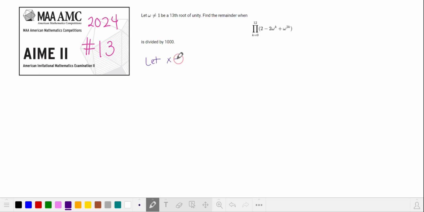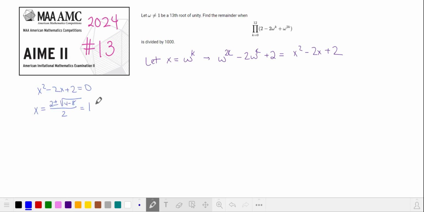Let's let x be equal to omega raised to the kth power. Then we can rewrite the expression as x squared minus 2x plus 2. Finding the roots of this quadratic using the quadratic formula, we get 1 plus or minus i, which means we can write this as the product of factors (x minus 1 plus i) and (x minus 1 minus i).